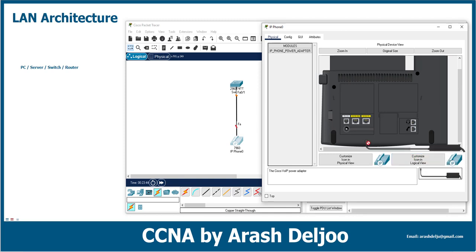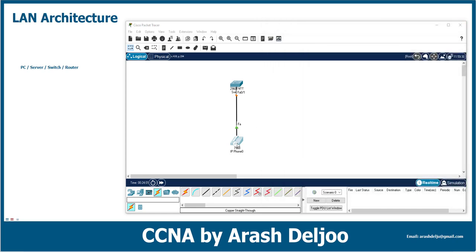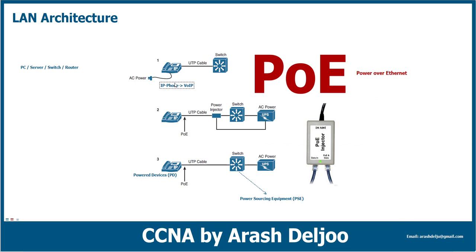Look at here. I'm going to attach it to this interface. After that, now we have connectivity from the IP phone to the AC power. This is a converter. This should convert the AC power to the DC power. And finally, we can use the IP phone. Now this is working. So for the IP phone, we need to give power with one AC adapter. This is the traditional solution.